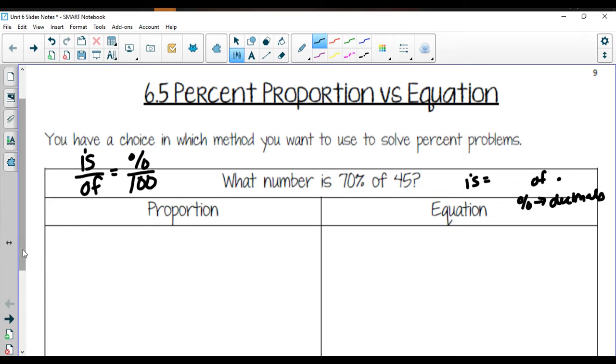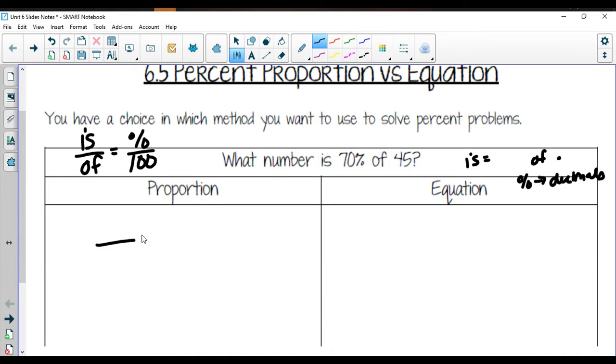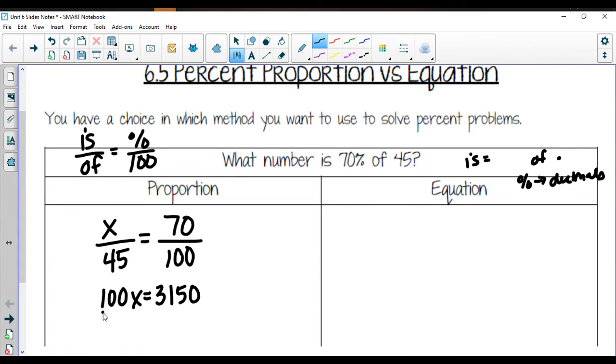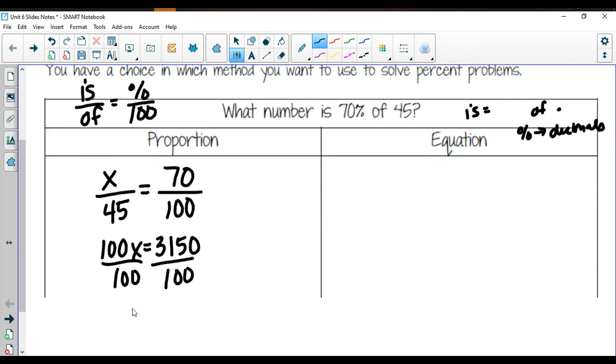So for the first one, we have what number is 70% of 45? In the proportion method, we're going to set this up. What number is, so we're looking for our is number, 70%, so the percent goes here, of 45, so that goes down here in the bottom. We're going to cross multiply here. 100 times x is 100x, and 45 times 70 is going to give you 3,150. You'll divide through by 100 here, and you're going to get x equals 31.5.